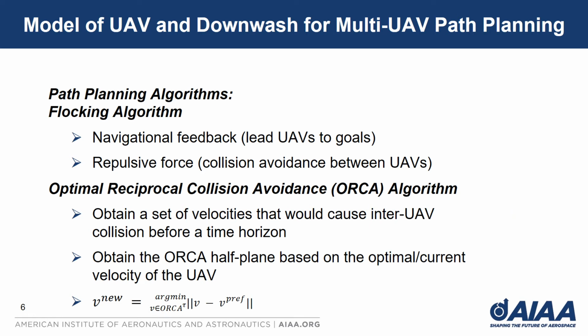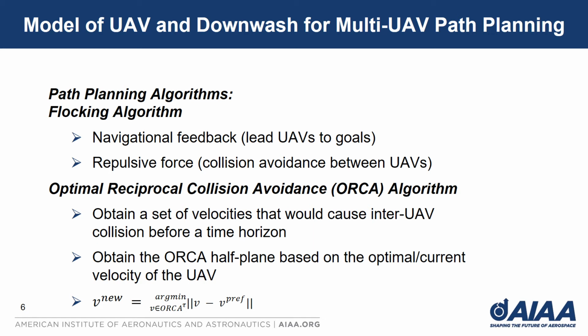To test how the cylindrical models can prevent the collisions caused by the downwash effect, 2 path planning algorithms are introduced in this research. The first one is a flocking algorithm. It is a force-based algorithm that consists of 2 parts: the navigational feedback and the repulsive force. The navigational feedback is the force that leads the UAVs to their individual goals, and the repulsive force is the force that prevents collisions between UAVs.